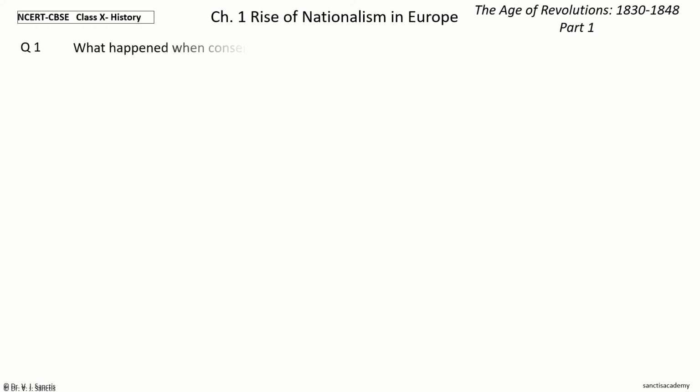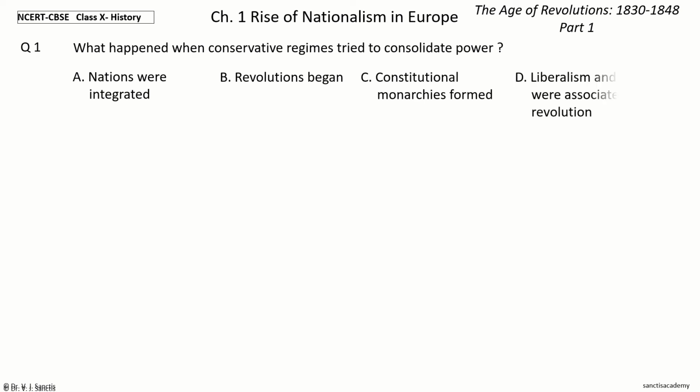Question 1. What happened when conservative regimes tried to consolidate power? The options are: nations were integrated, revolutions began, constitutional monarchies formed, liberalism and nationalism were associated with revolution. Your time to choose. And the answer is liberalism and nationalism were associated with revolution. So, when conservative regimes tried to consolidate power, liberalism and nationalism were associated with revolution.